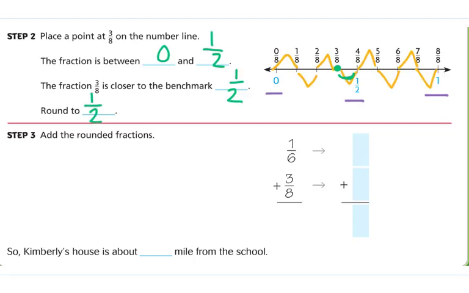Now we're going to add our fractions. 1/6 we rounded to 0, and 3/8 we rounded to a half. So 0 plus a half is 1/2. So Kimberly's house is about half a mile from school. Boys and girls, just remember, this is just a reasonable estimate. It's not the actual sum.